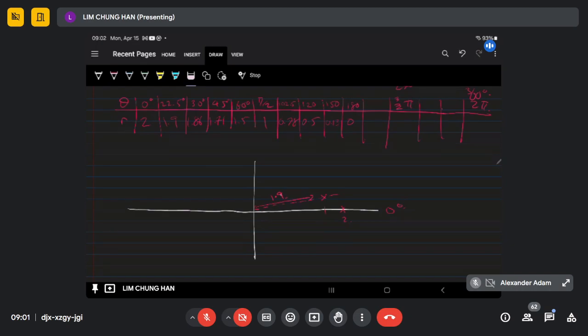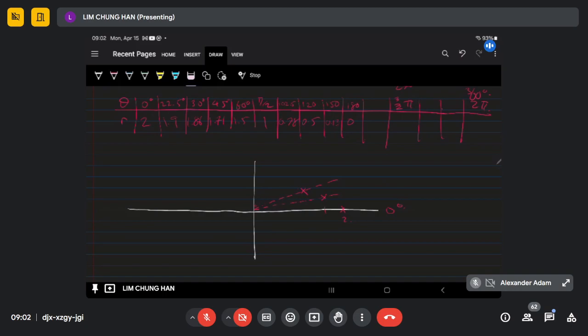So there, 1.9. I have to delete it, otherwise later it gets very crowded. So I have to delete the 1.9 measurement. Next, 30 degrees. How do you draw 30 degrees? Same. You take a protractor, you measure 30 degrees, and then you take your ruler. It's 1.86. So you measure 1.86 there.